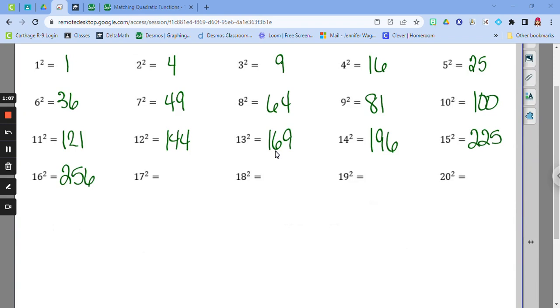Right? Okay. 17 squared is? 18 squared? 19 squared? 361? And we have our 400 at the end. It's those last three that I lose track of. I don't work with those enough to keep them memorized as much anymore.